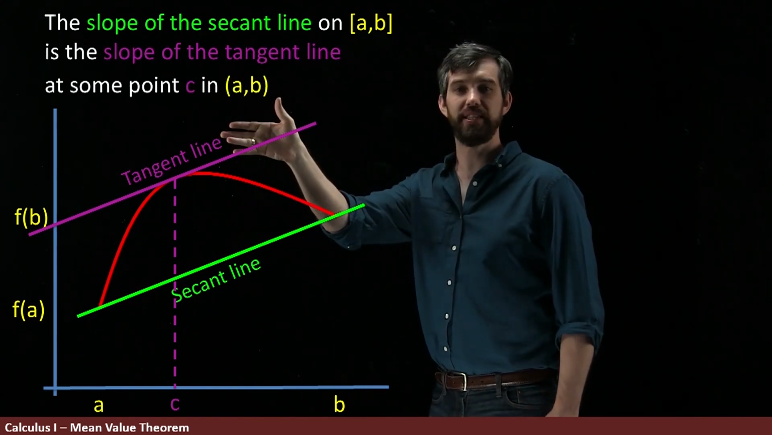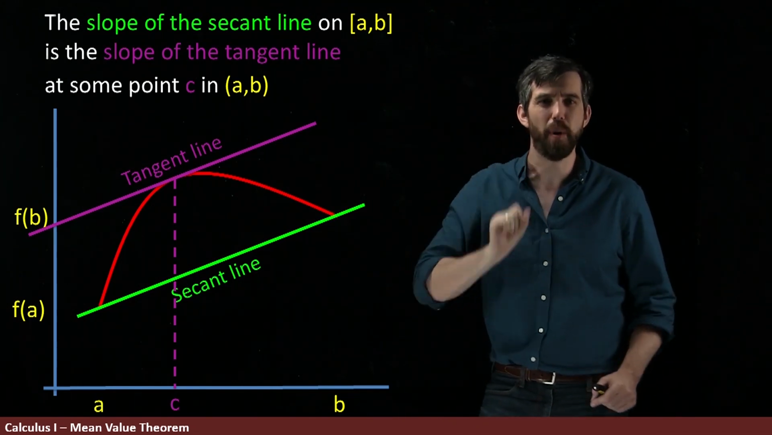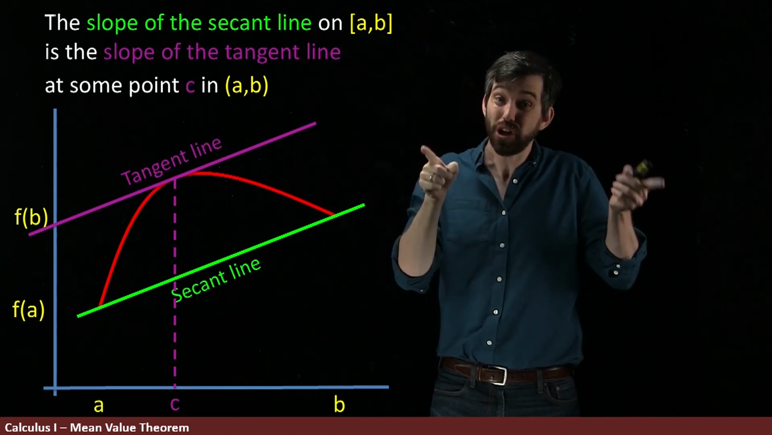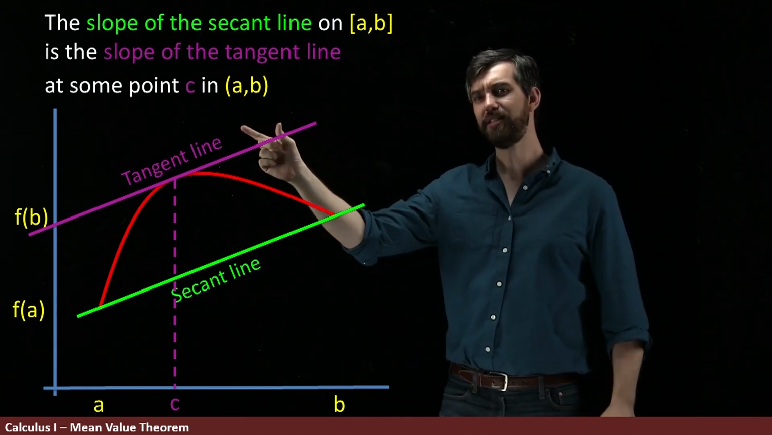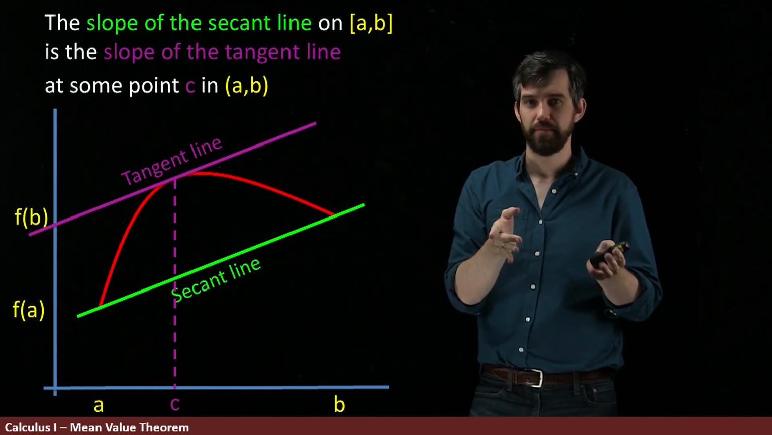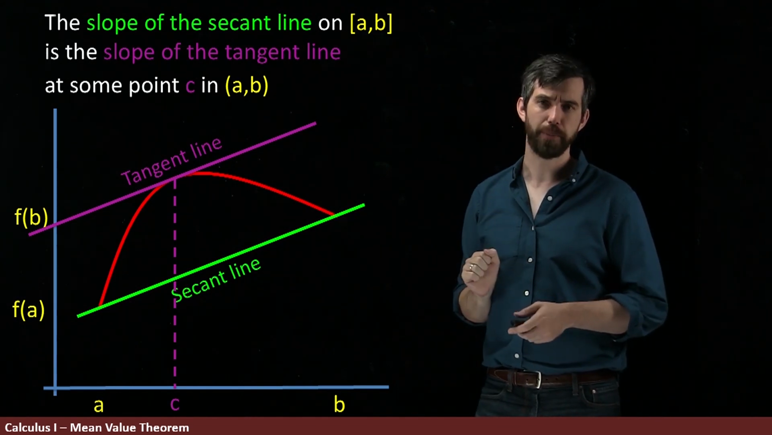So I'm saying the slope of the secant line is the slope of the tangent line at some point c. And my c here is inside of my domain, but notice a small tweak. The big domain is [a, b] with closed brackets, including those endpoints. The point c, though, is on the inside, in the round brackets. So we're going to have to pay attention to that little detail for now.